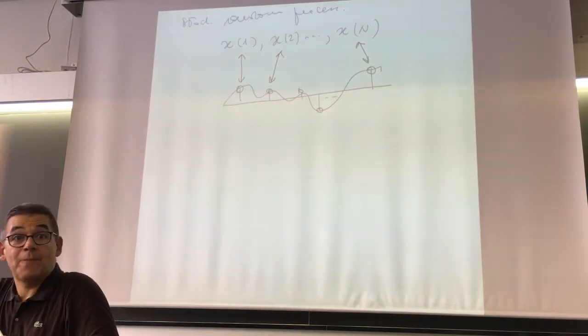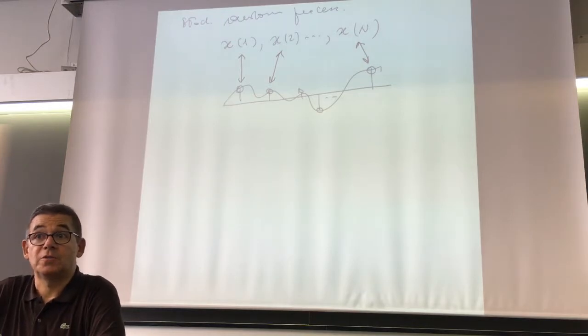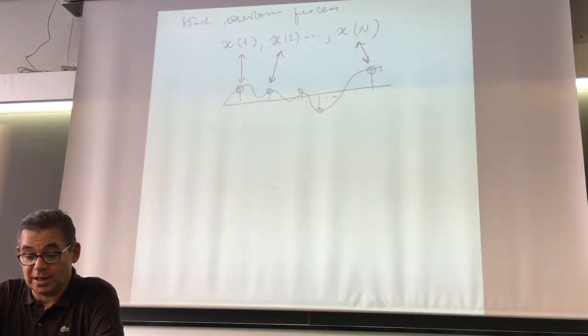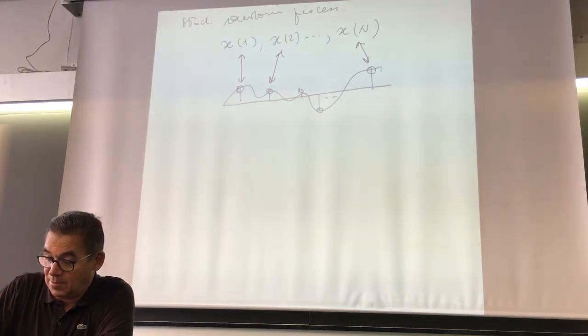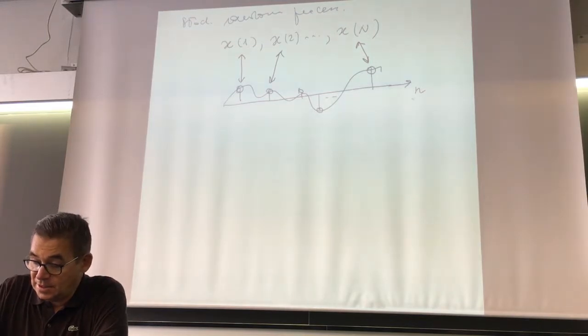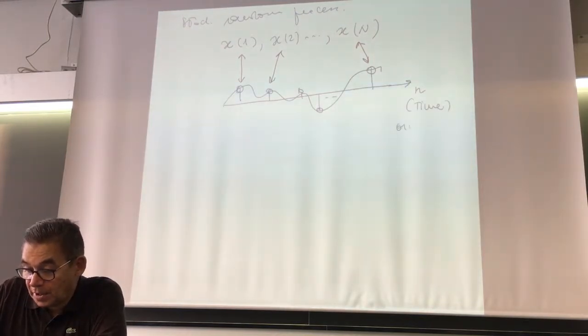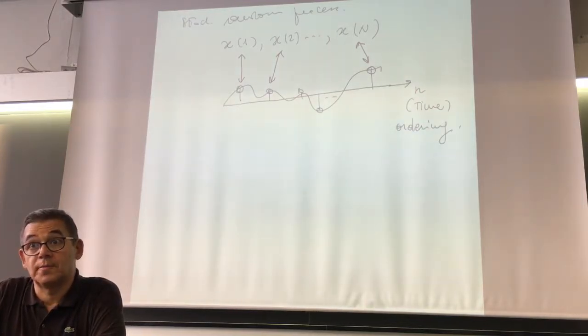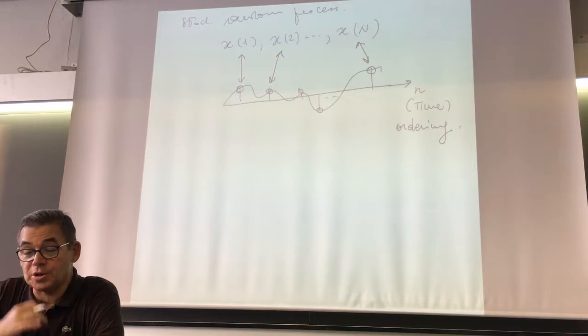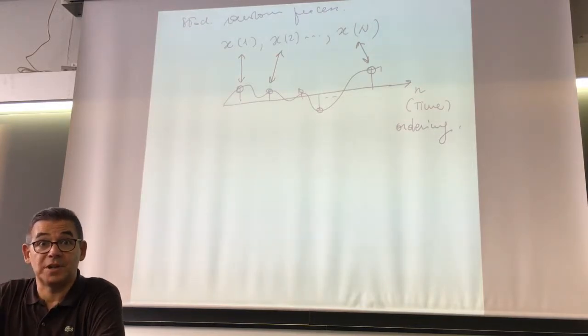Now these samples are ordered, which means the ordering comes from the time. So you can look at this axis as the index n, and this is, if you like, time. So time is ordering. Now this ordering comes from the physics, comes from the problem. The ordering did not exist in the previous case.